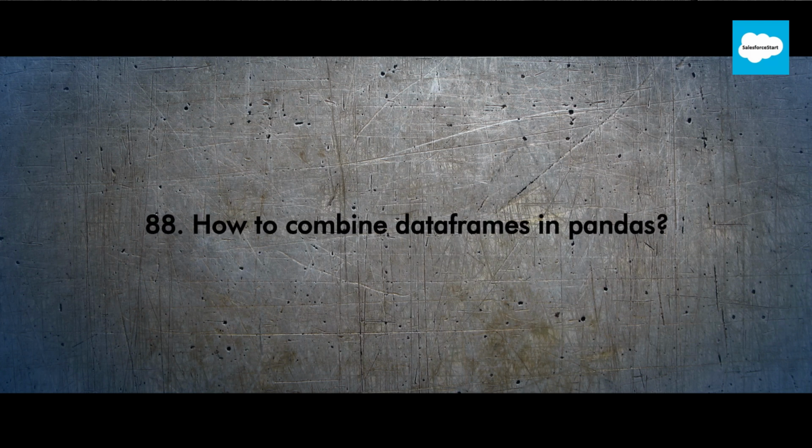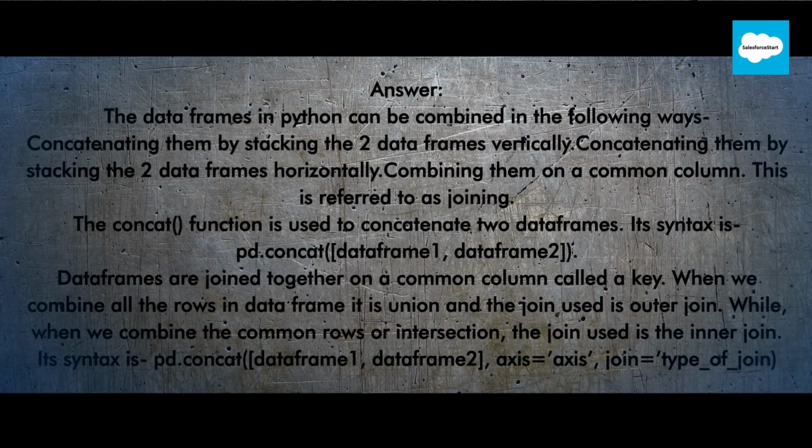88. How to combine dataframes in pandas? Answer. The dataframes in Python can be combined in the following ways: concatenating them by stacking the two dataframes vertically, concatenating them by stacking the two dataframes horizontally, combining them on a common column. This is referred to as joining. The concat function is used to concatenate two dataframes. Its syntax is pd.concat(dataframe1, dataframe2).